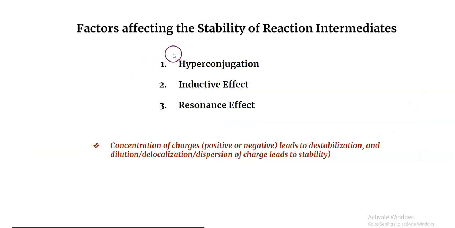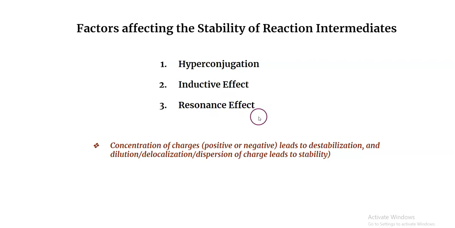Okay, so now let's talk about these three important factors that will determine whether one carbocation is more stable than the other, or one carbanion is more or less stable than the other, or one free radical is more or less stable than the other, right? These three important factors are: first, hyperconjugation; second, inductive effect; and three, resonance effect. Okay, and we'll talk about the details of these three effects in our next few slides.